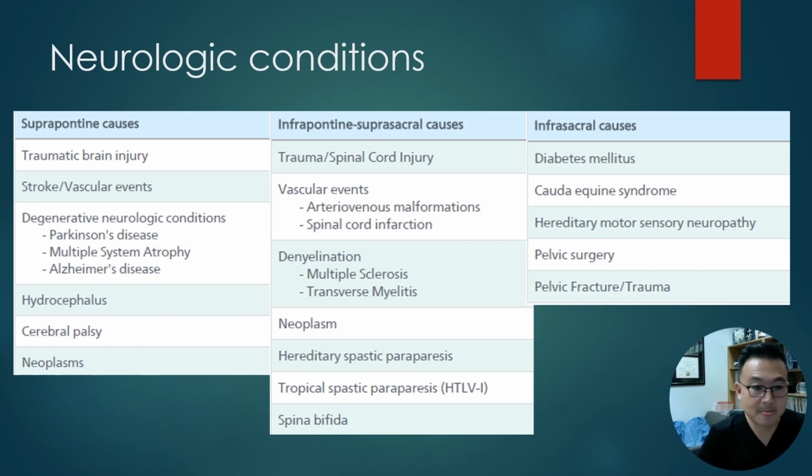this is a suprapontine cause. In the infrapontine to suprasacral regions, basically spinal cord regions, things like spinal cord injury, multiple sclerosis, they can cause a lot of problems. And it's really important to characterize the level of lesion because you can have entities such as detrusor sphincter dyssynergia or autonomic dysreflexia, and these are things that are potentially high risk to the patient. Infrasacral causes can include diabetes or cauda equina syndrome.